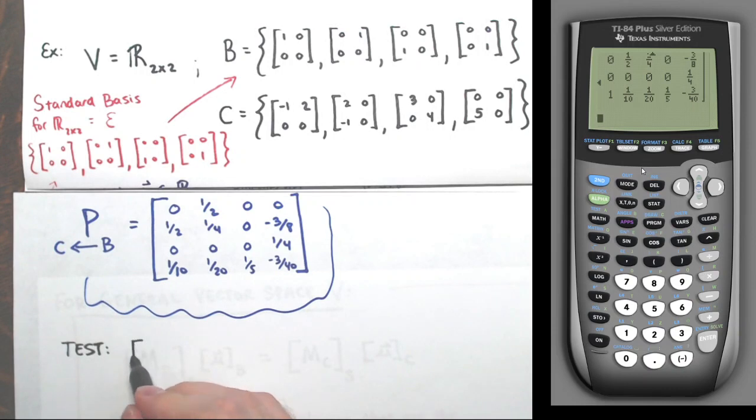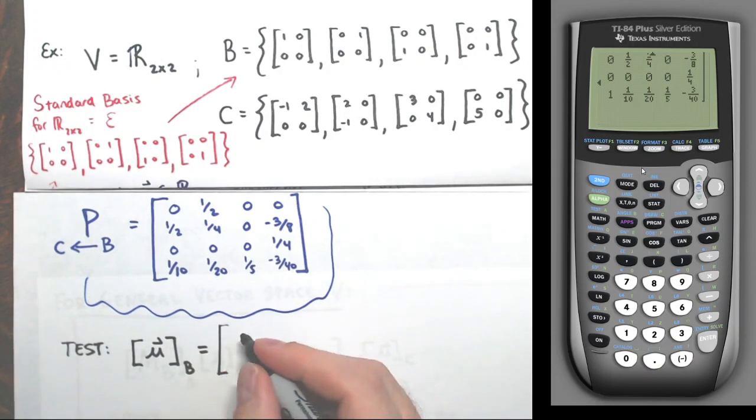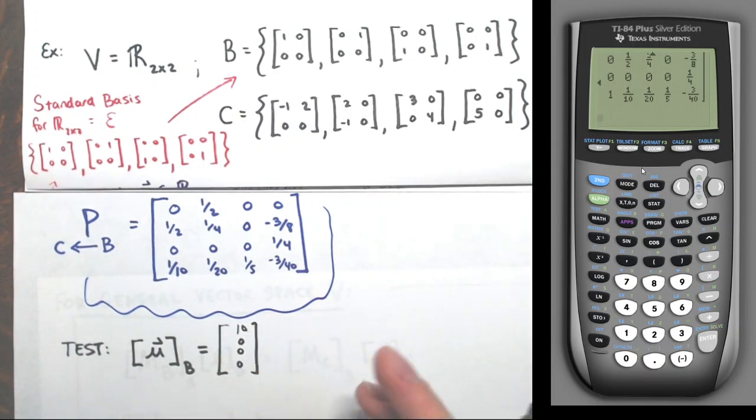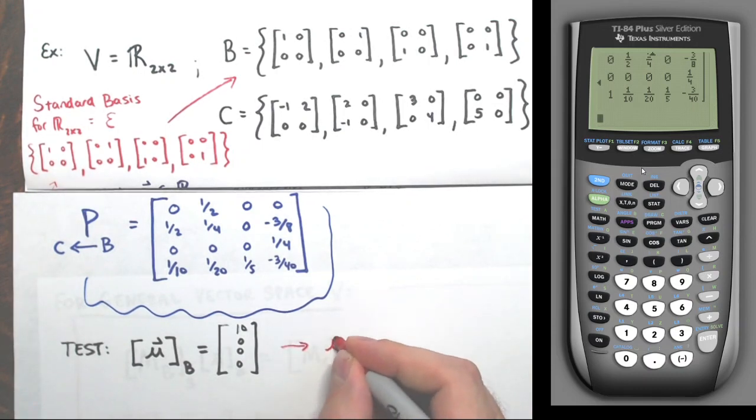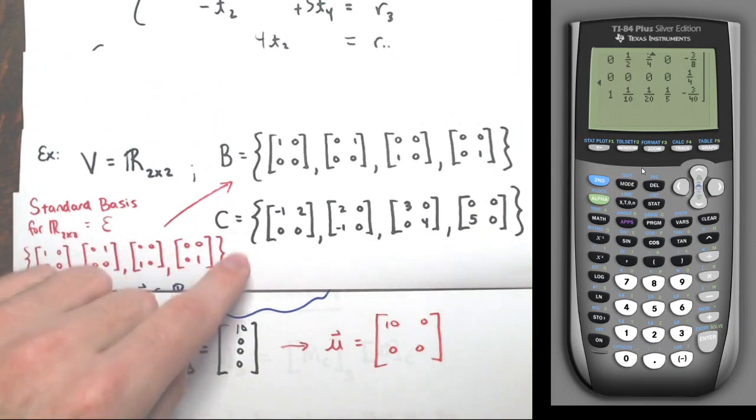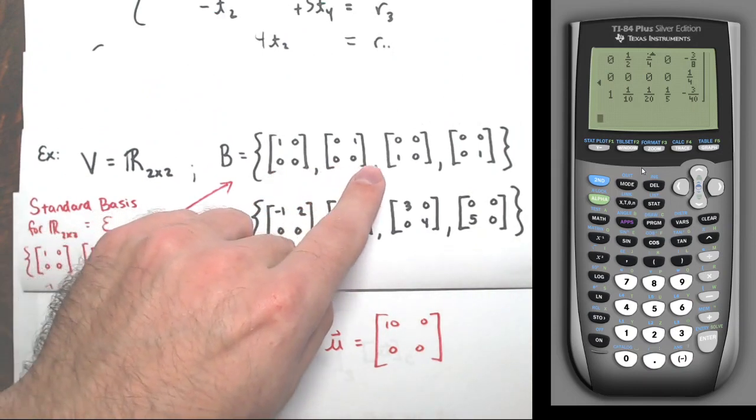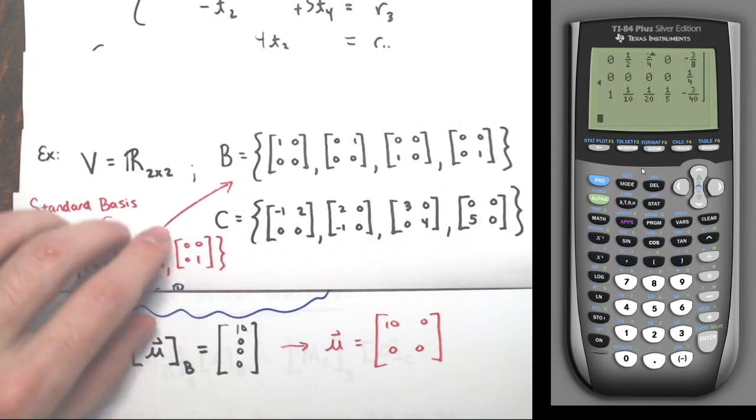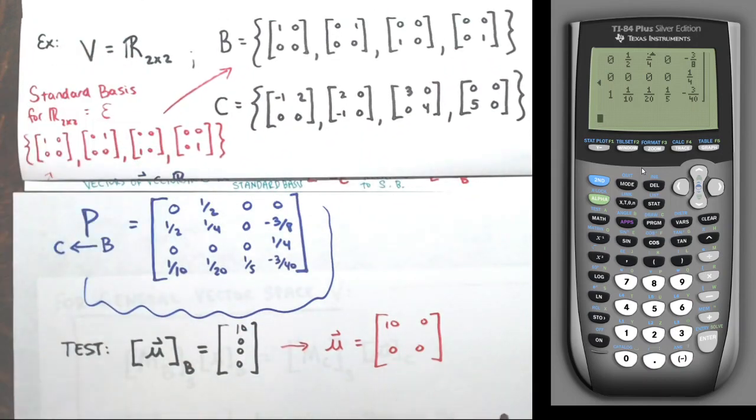So say I know the coordinates of some vector in this set of 2 by 2 matrices with respect to basis B is 10, 0, 0, 0. All right, four components. And I'm picking something easy here. You'll see why. So what does this mean about U? This means that U is the matrix 10, 0, 0, 0, because remember, B is the standard basis. So it's 10 of this first matrix plus 0 of that plus 0 of that plus 0 of that. So the vector U here is this matrix 10, 0, 0, 0.